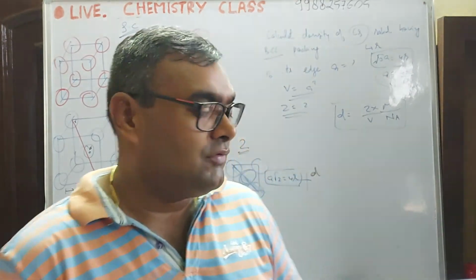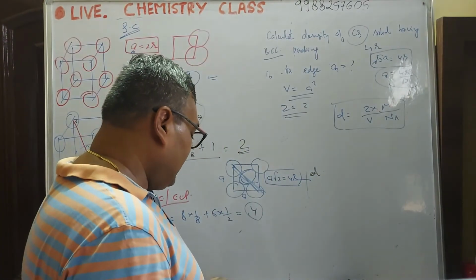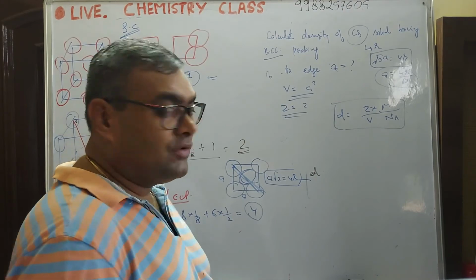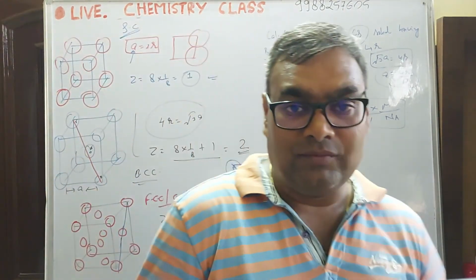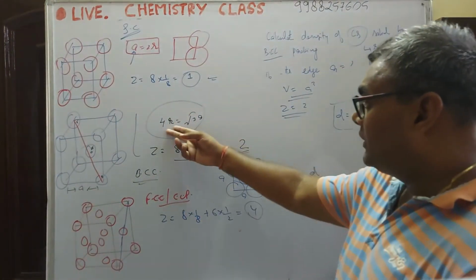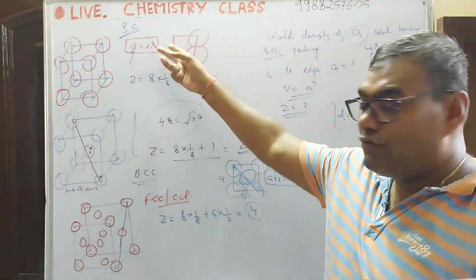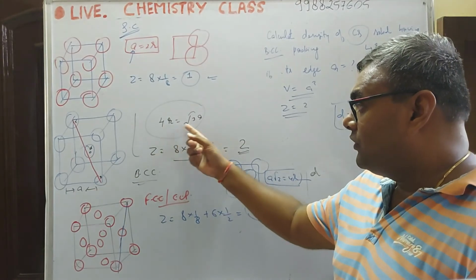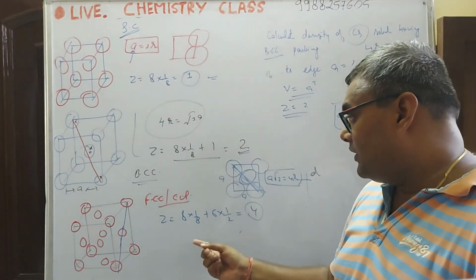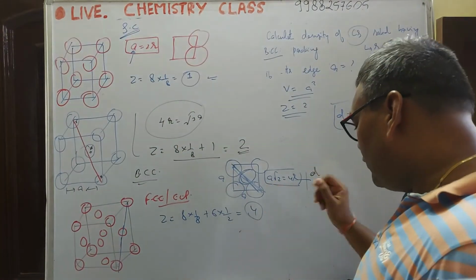Okay, so dear student, just watch it and practice more number of questions based on the calculation of density as well as based on the relation between edge length and radius: for simple cubic, a is equal to 2r, body centered cubic 4r is equal to √3a, and face centered cubic a√2 is equal to 4r.